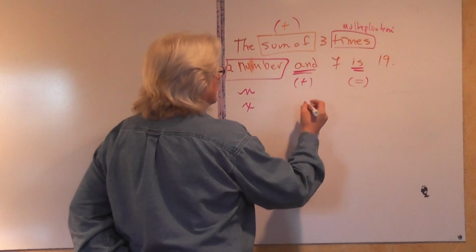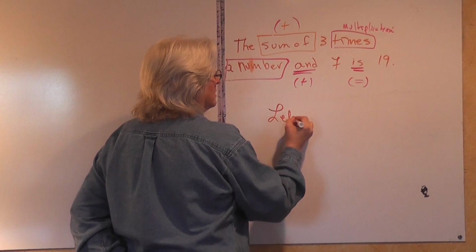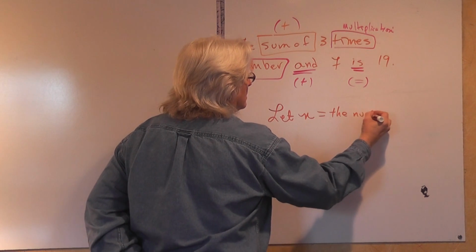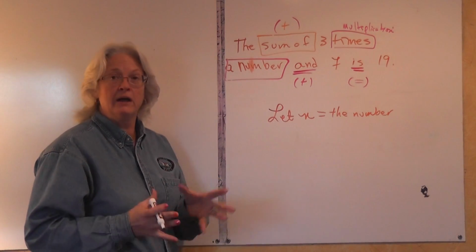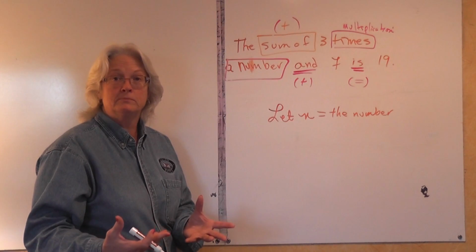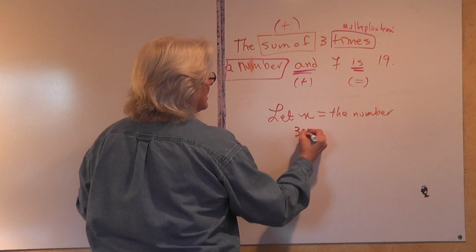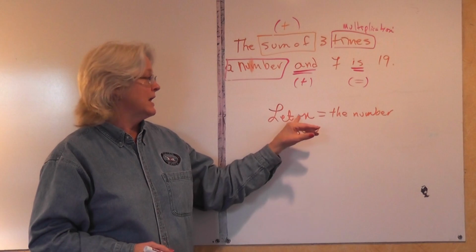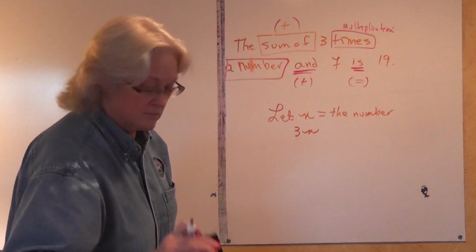Let's just say let n equal the number. Okay, if n by itself is the number, what would 3 times the number be? 3 times a number is what we're going to be looking for. 3n. n is the number. 3n is 3 times the number.